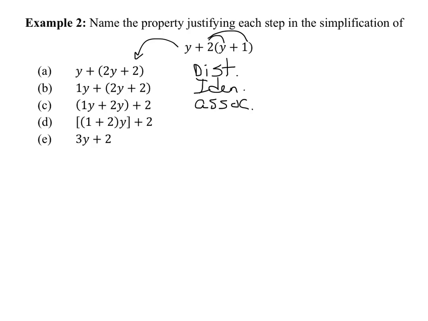From line C to line D. Line C to line D. Nina, what do you got? It's a little tricky, Nina. It's kind of the opposite of one of our properties. I'll give you a hint. It's not one of our properties, obviously. It's the opposite of one of our properties. Make believe you didn't know the properties. What are you doing from line C to line D?